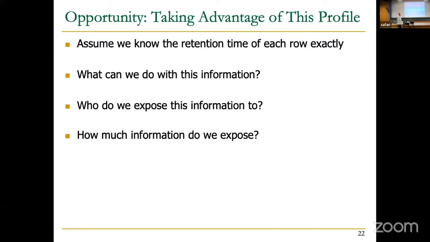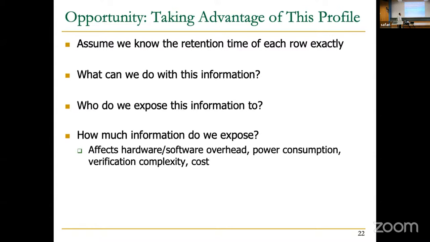And how much information do we need to expose? So that's a bit hard, right? We need to find out the distribution of these weak and strong cells, and we need to somehow express this information in an area efficient way, let's say. Or do we need to give this information for each particular row? Because we have hundreds of thousands of rows across all banks and ranks, so it's quite a challenge to have this information exactly for every single row, and for the memory controller to search in a large data structure every time. So based on how you solve this problem, it of course has effects on the hardware and software overheads, energy consumption, verification complexity, cost, everything.